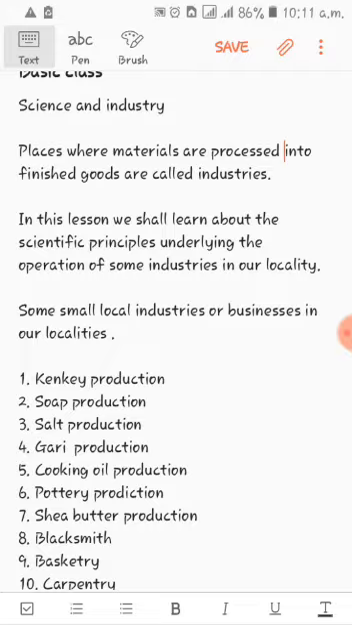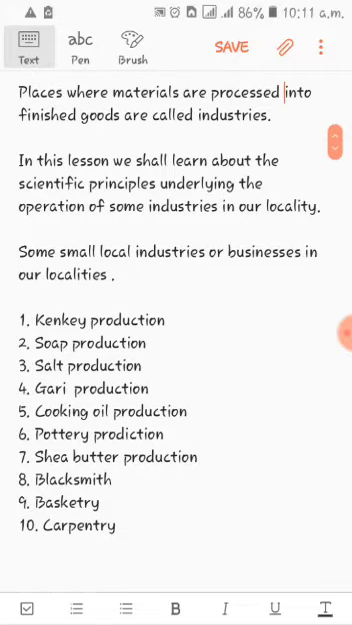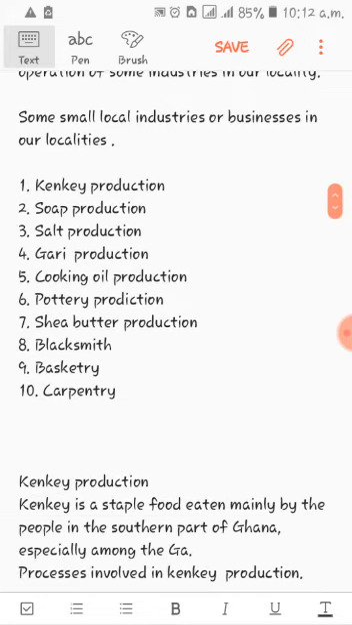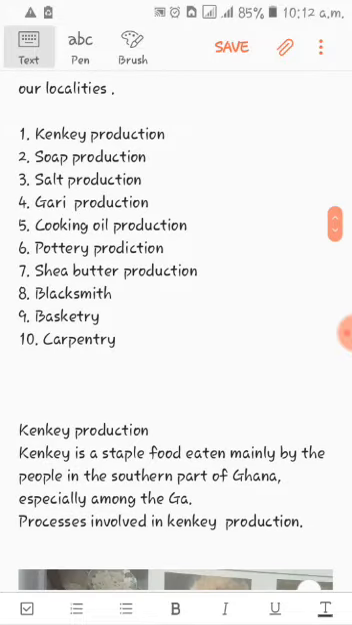Some small local industries or businesses in our localities are kenke production, so the kenke seller. And how she makes the kenke has some science backing it. Sometimes they don't even know the science backing it. Soap production, salt production, gari production, cooking oil production, pottery production, shea butter production, blacksmith, basketry, and carpentry.